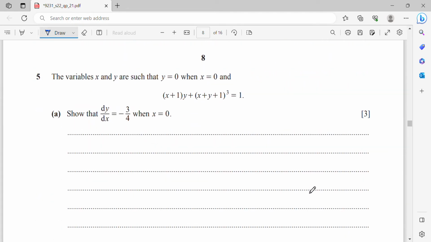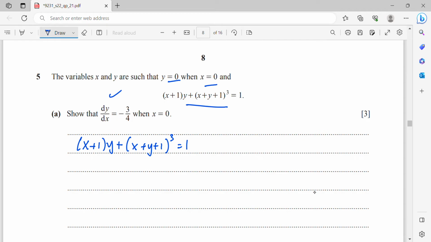Alright, so now for question 5. The variables x and y are such that y equals 0 when x equals 0, and you are given this equation. Show that dy/dx is negative 3 over 4 when x equals 0. So first of all, I rewrite the equation. Now to get the dy/dx, you can just directly differentiate the implicit equation.